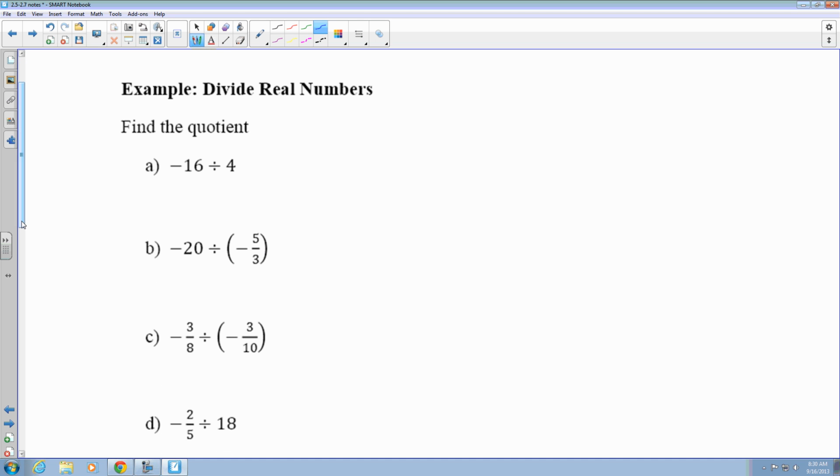Okay, so now we're going to divide these real numbers. Negative 16 divided by 4. Some of these are going to be easy to just do in your head. 16 divided by 4 we know is 4, but if we're going to get to more difficult ones, it might be beneficial to show you what the multiplicative inverse would look like. We have to multiply by 1/4, which is still negative 4.